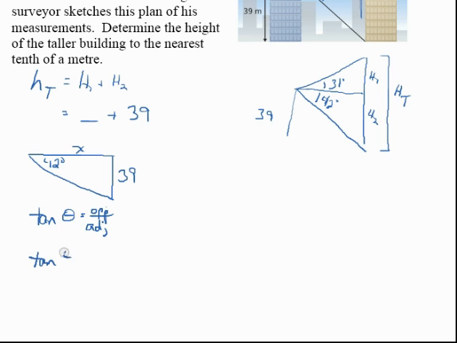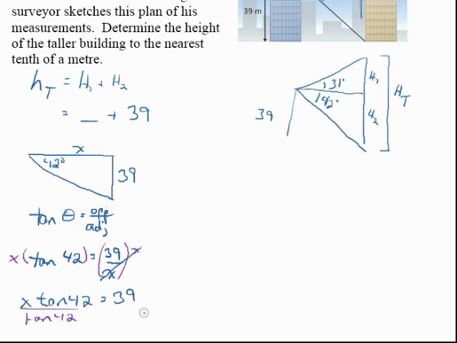Tan of 42 equals 39 over x. Multiply this side by x. Pretty soon I'm going to stop doing this too because you should be able to do this quickly. x tan 42 equals 39. I need to divide this side by tan 42.